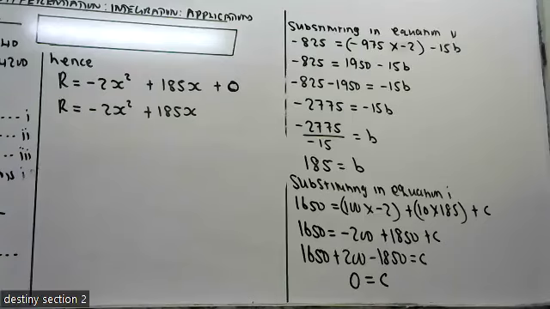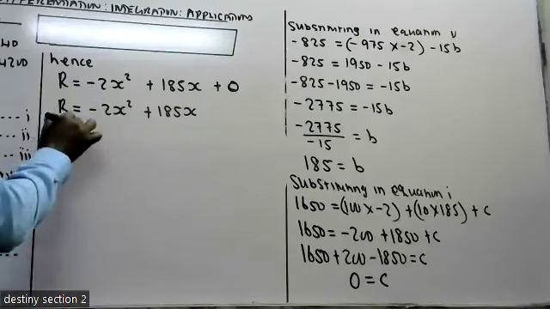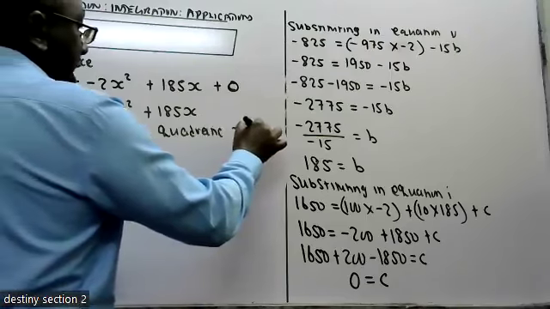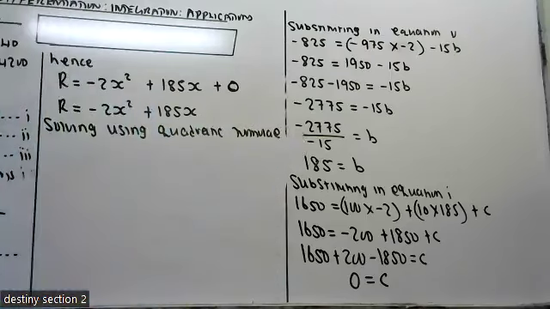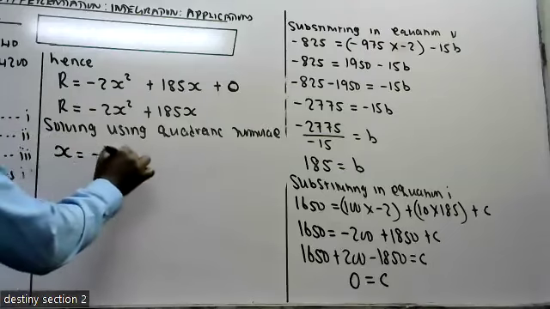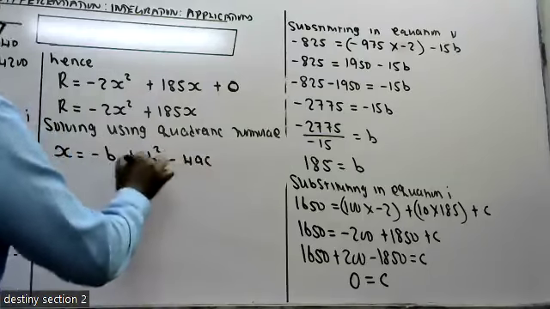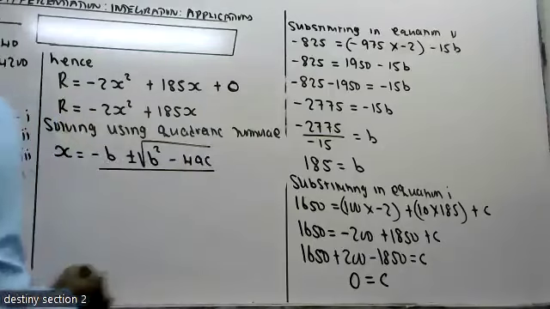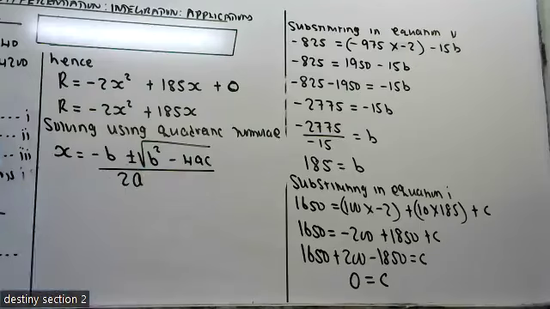Again, if you check your notes, you will notice that there are two ways of solving simultaneous equations. So we can come here, although we are not told to, solving using the quadratic formula, which you know so well for many years. The quadratic formula is given as x is equal to minus b plus or minus the square root of b squared minus 4ac, that bit we call the discriminant, and you divide it by 2a. That's the formula.